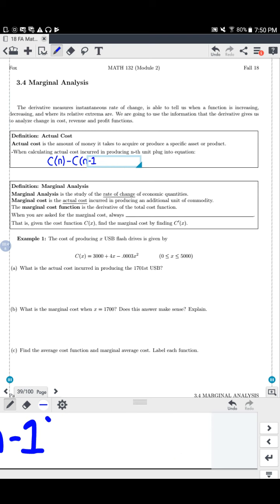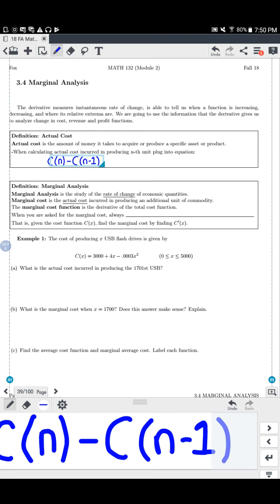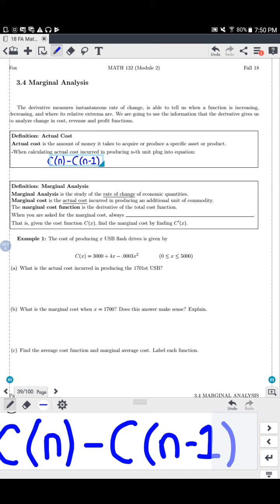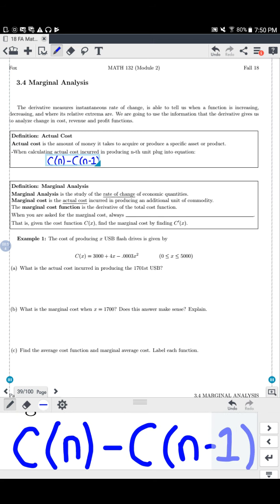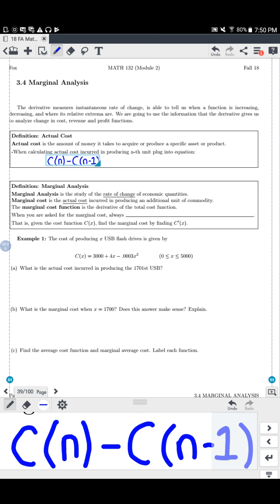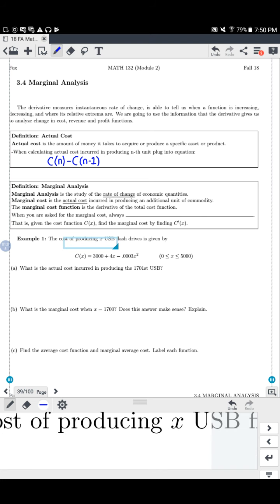That is, if you want to find the actual cost for the 100th unit, you would plug in C of 100 minus C of 99. You take the total cost for all 100 minus the total cost for 99, and it'll tell you the actual cost for one more unit, that 100th unit.